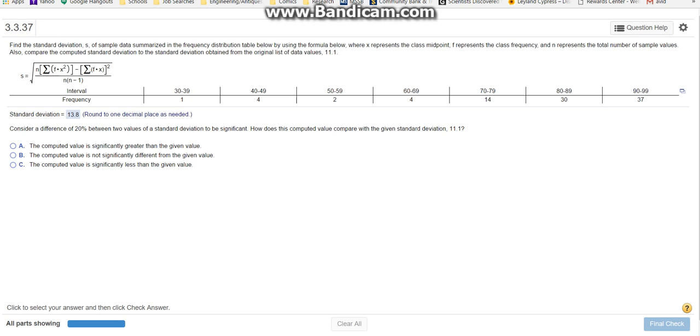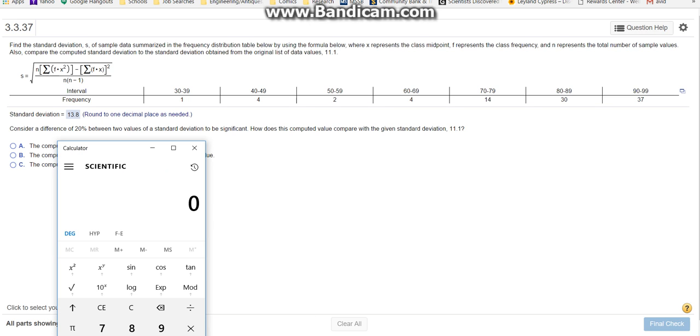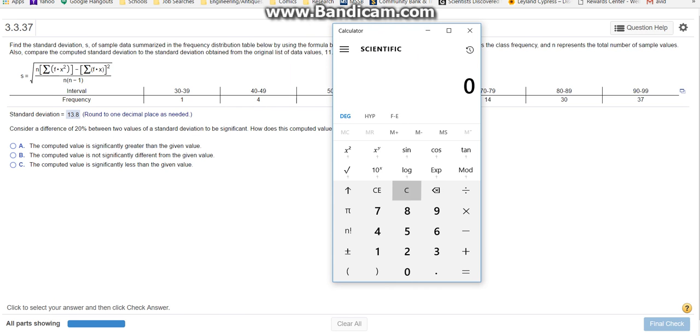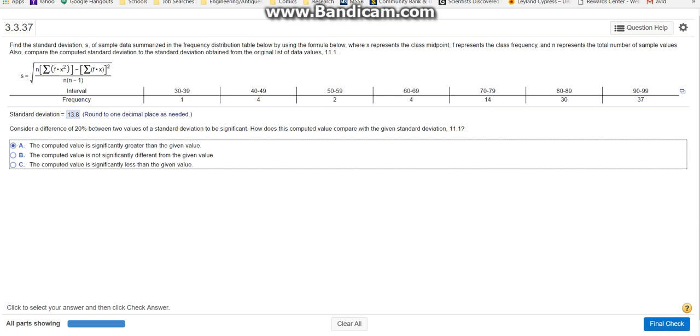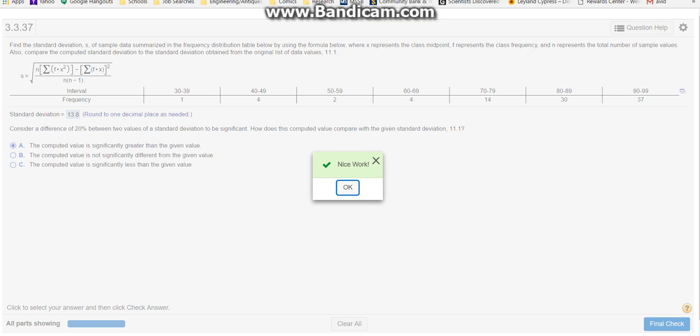Okay, consider a difference of 20% between the two values of a standard deviation to be significant. How does this computed value compare to the 11.1? Well, in order to do that, I have to take 13.8 and subtract it from 11.1, and then divide that by 11.1, and I get 24.32. So these two values are 24.32% apart from each other. So therefore, the computed value is significantly greater than the given value.